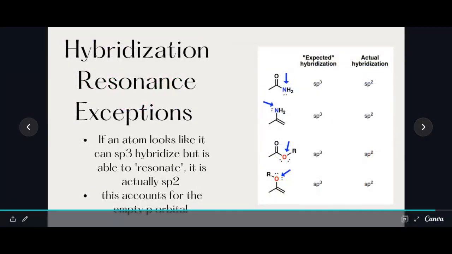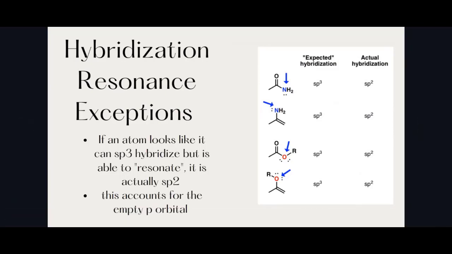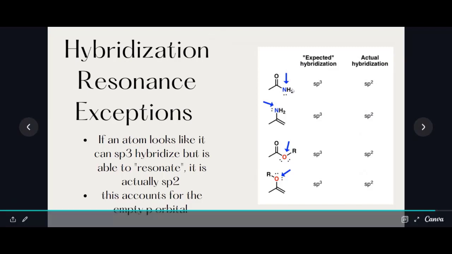Sometimes you might have an exception. If an atom looks like it can be sp3 hybridized, but is able to resonate, so you can draw resonance structures, it is actually sp2. This accounts for the empty p orbital, because remember a few slides ago, we talked about how with resonance, at one point all the electrons are cycling through or oscillating. That's the reason why the hybridization is a bit different.